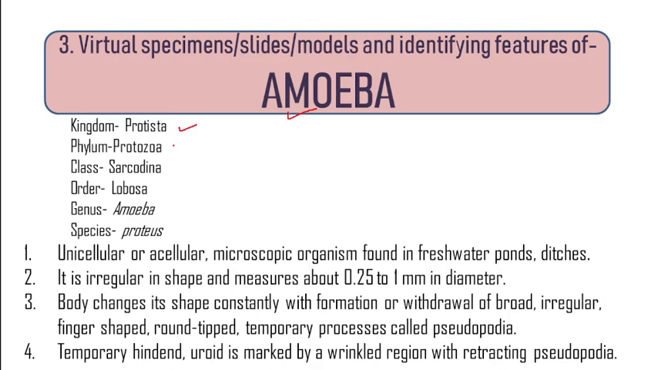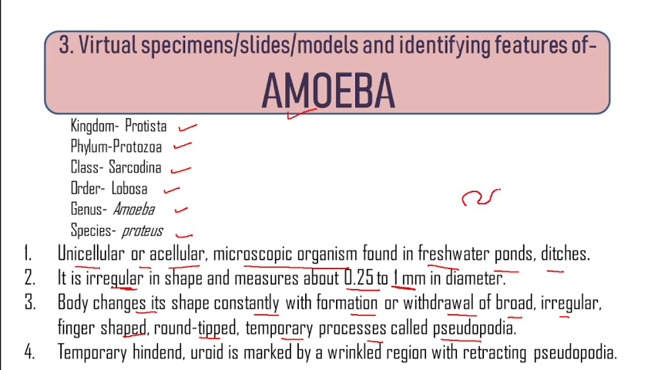Kingdom is Protista, phylum Protozoa, class Sarcodina, order Lobosa, genus Amoeba, species Proteus. It is unicellular or acellular. It is a microscopic organism. It is found in freshwater ponds and ditches. It is irregular in shape and its size is 0.25 to 1 millimeter in diameter. Body changes its shape constantly with formation or withdrawal of broad, irregular, finger-shaped, round-tipped temporary processes called the pseudopodia.